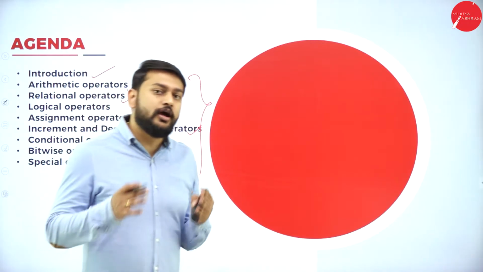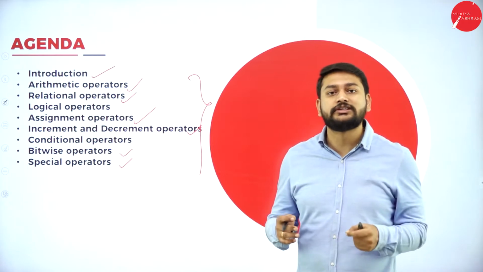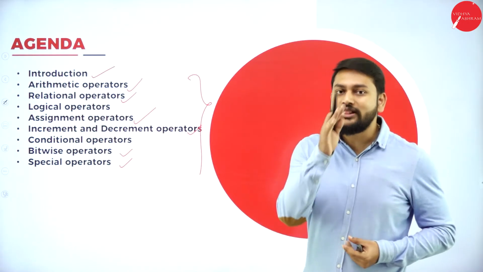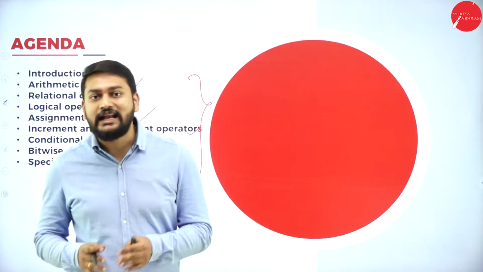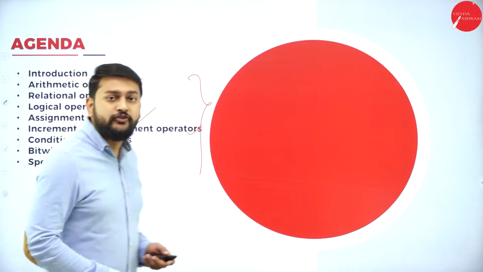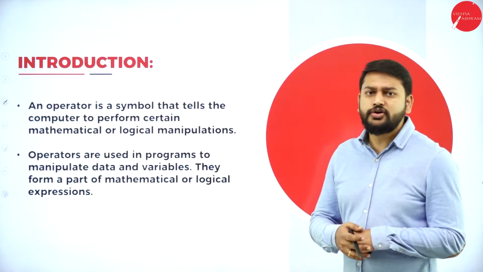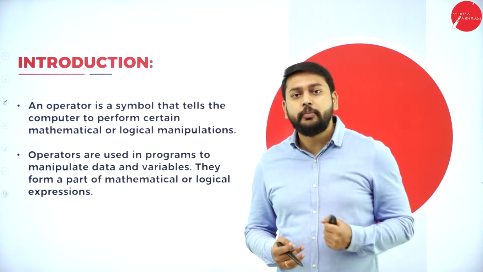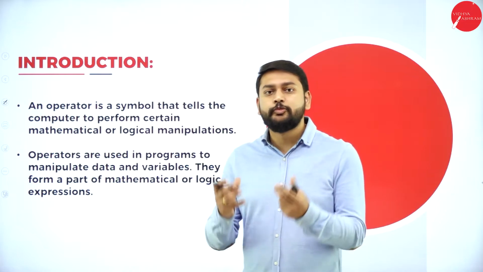You can expect a question in your exam saying: write a note on different operators that we have in C with examples. So let's understand what exactly each operator is doing. Let me start with the first one. Before that, let's have a quick introduction. As I told you in the beginning, an operator initiates the operation between two operands.